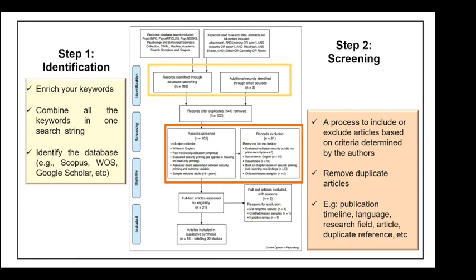For example, you can limit the articles based on the publication timeline. Say you just want to focus on articles published in less than 10 years, so those very old articles will be excluded. You can also limit based on language. You will only focus on articles published in English, so articles not published in English will be excluded.